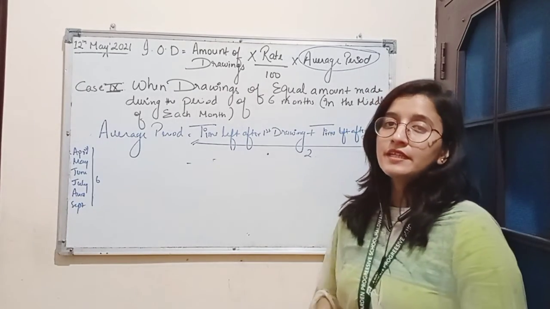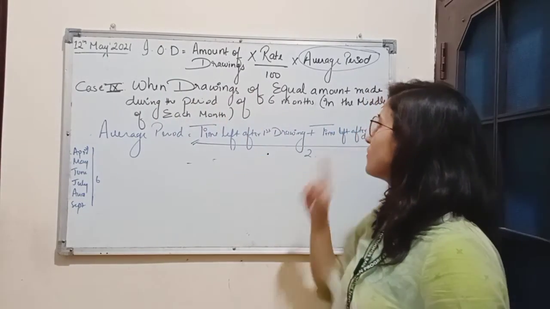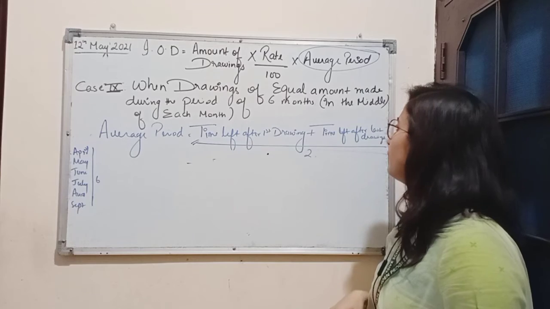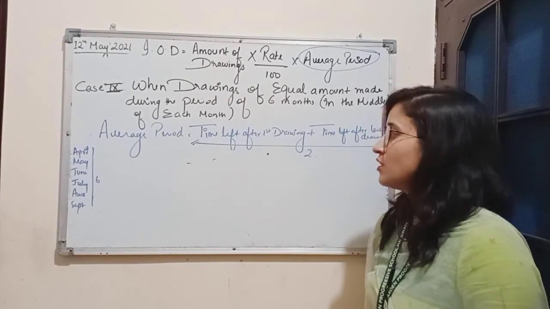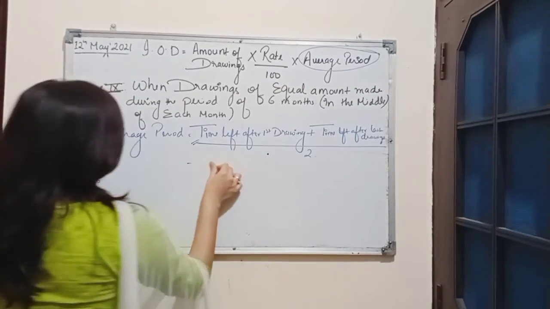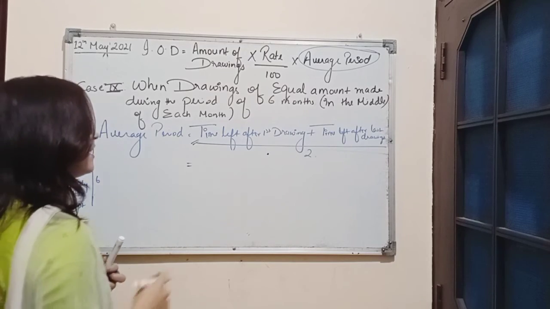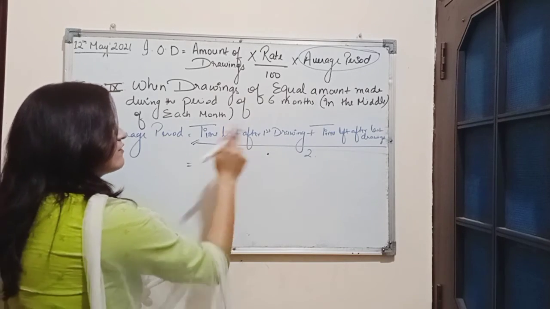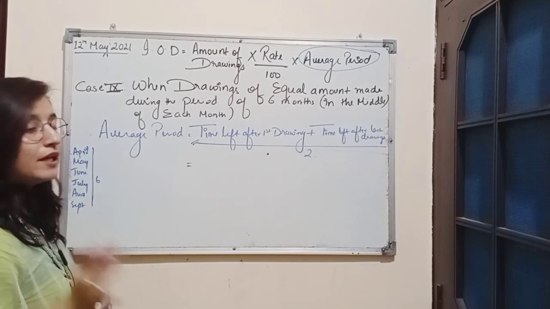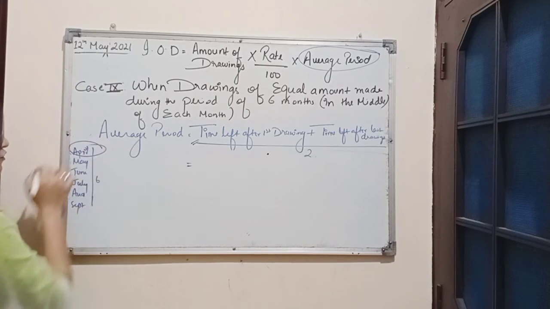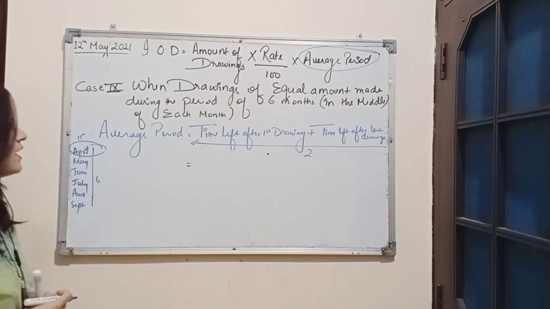Now here is the 9th case. 9th case is when drawings of equal amount are made during the period of 6 months in the condition where the drawing is being withdrawn in the middle of each month. So here also we will calculate the average period in this case. We know for calculating average period, first we will have to find out the time left after first drawing. As the partner is withdrawing the amount in the middle of each month, so first he will be withdrawing the amount in the middle of April, which is 15th April.